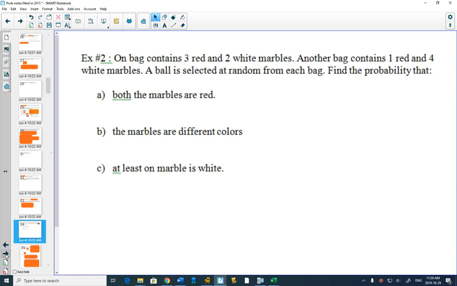Here's one for you to try. A bag contains 3 red marbles and 2 white marbles. Another bag contains 1 red and 4 white marbles. You take a random marble from each bag. What's the probability both are red? The marbles are different colors. And at least 1 marble is white.